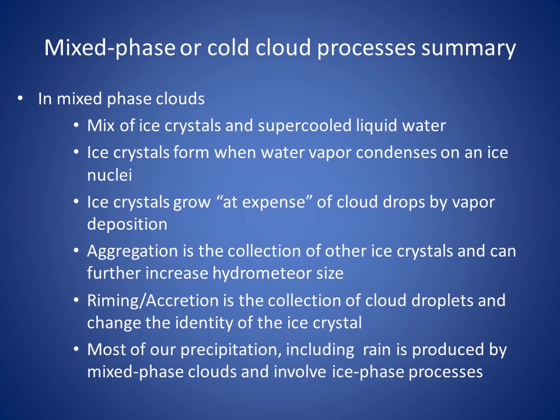Most of our precipitation in the Intermountain West, including rain, is produced by mixed phase clouds and involves ice phase processes.